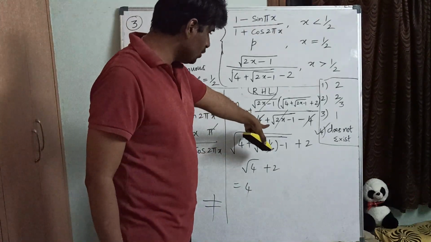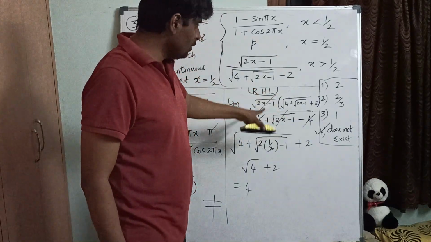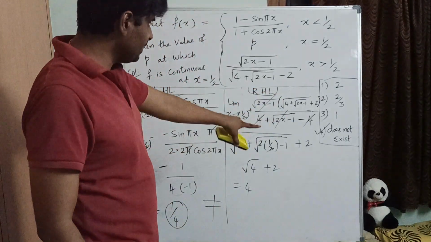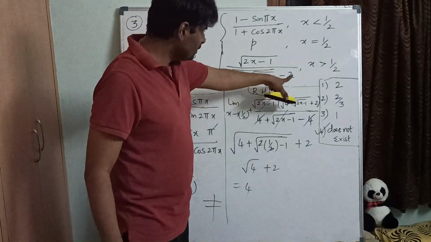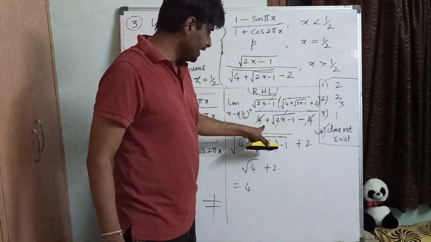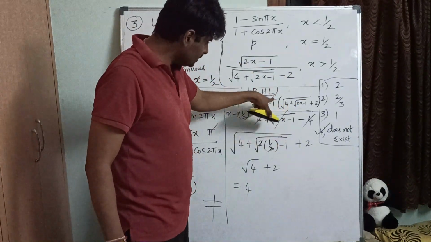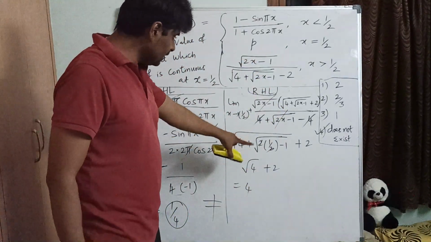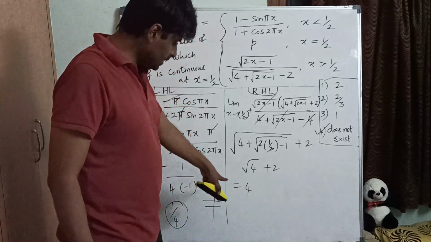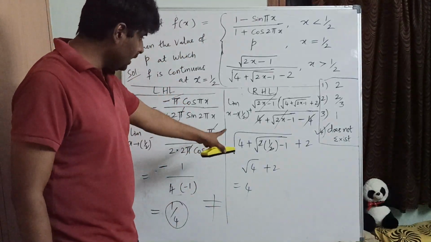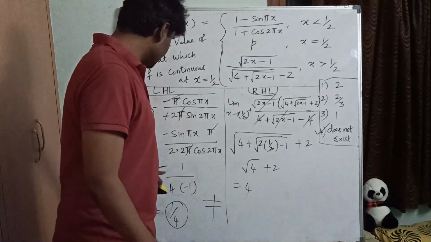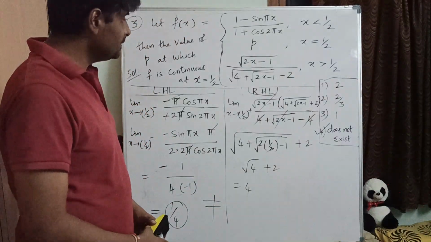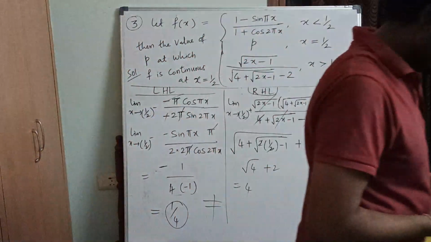Here we'll rationalize the denominator. Down a plus b into a minus b is a square minus b square, this root cancels, for this square 4. 4 gets cancelled, and this term also gets cancelled with the numerator. Then in the leftover function we substitute 1 by 2. Then we get the result for RHL as 4. Then both cannot be equal. Correct? Make a note of it.